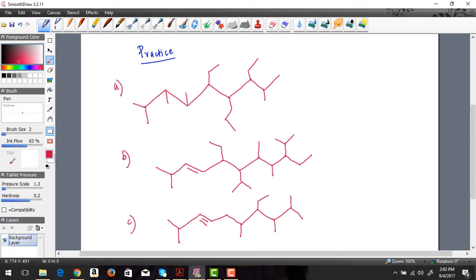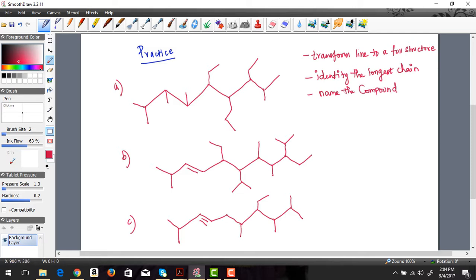All right, if possible. All right, okay, so here's what I want you to do. Transform the line structure to a full skeleton structure. That's easy. I mean, I've already given you this. And then identify the longest chain. Now, I won't be doing this on the test, so you should know that you should always identify the longest chain. Okay, and then name the compound. So that's what you're going to do for all three of these practice problems. All right, so that concludes that video, and stay tuned for more Chem 330 videos.